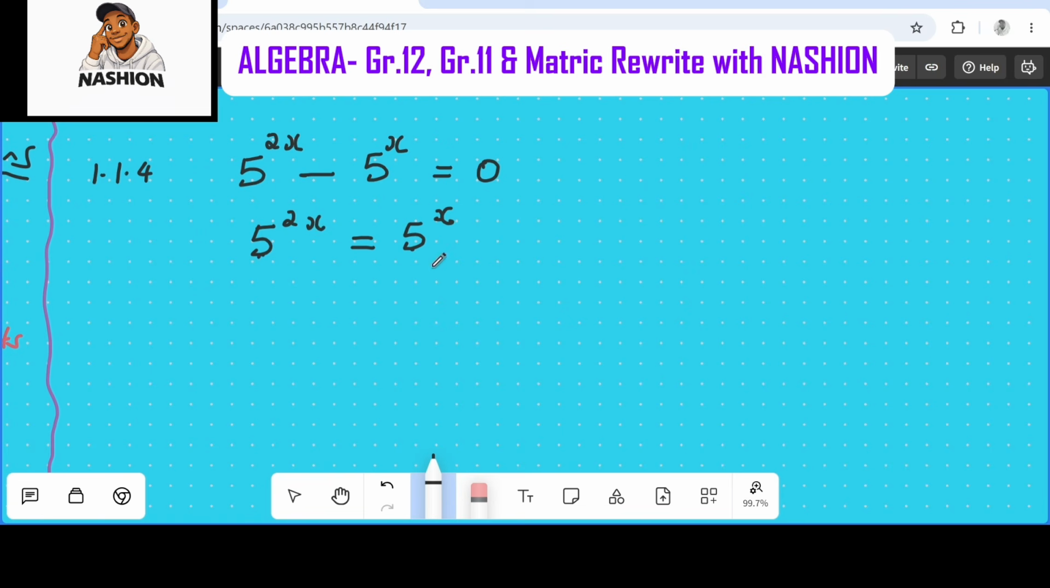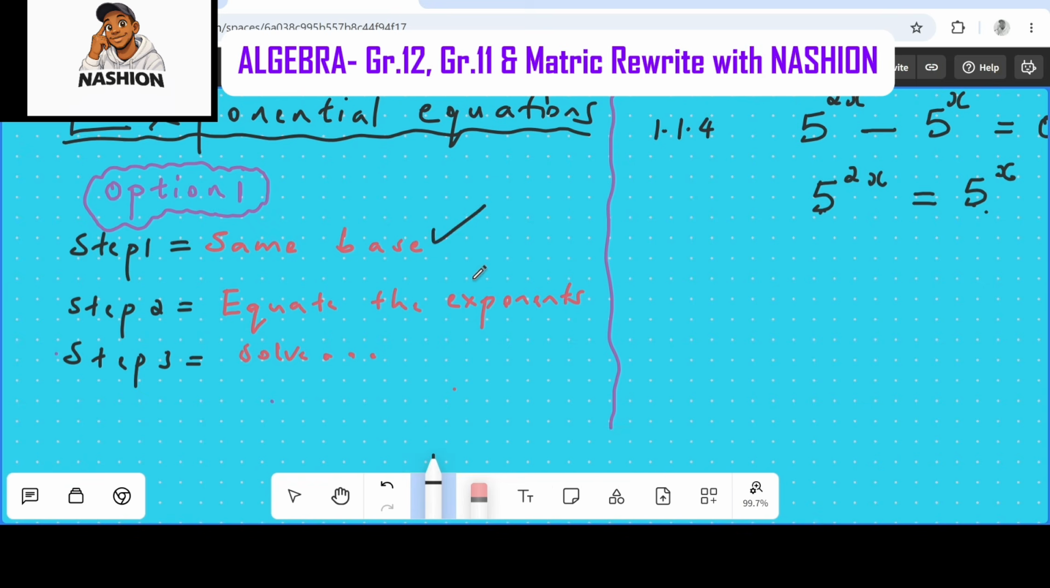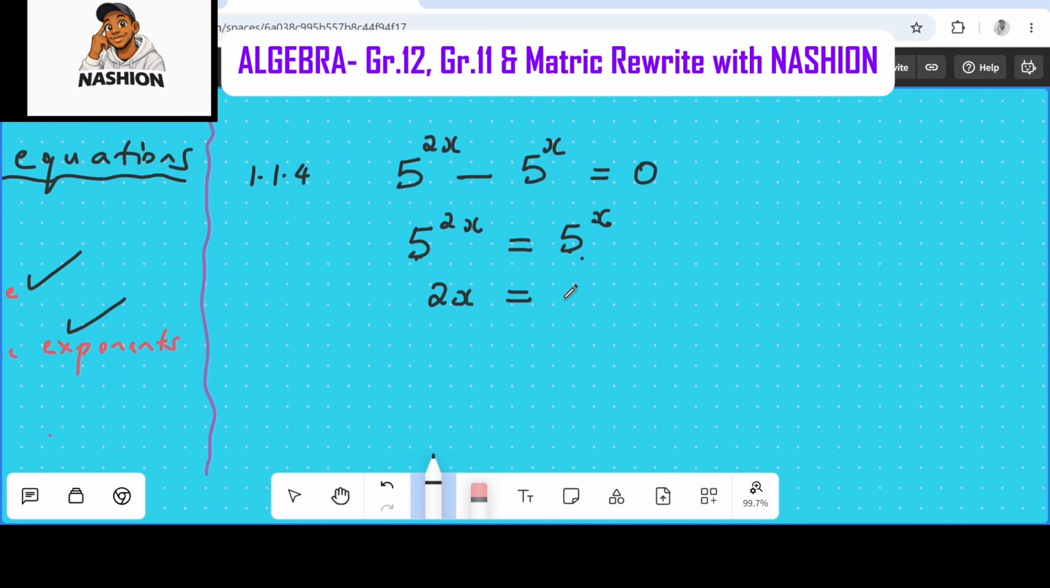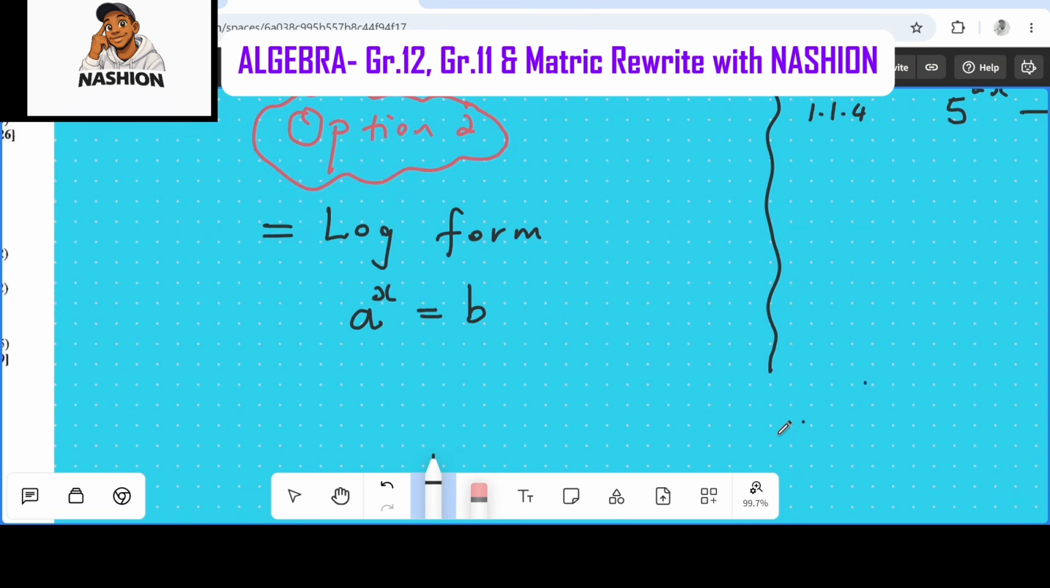Base 5, base 5. Once the bases are the same, we equate the exponents. In other words, we just cancel out the bases. So the exponents 2x and also x are equal. Now we have a simple linear equation, and 2x is the like term of x. Let's bring x to the left. So we're going to have 2x minus x is equal to 0. 2x minus x, that's just x, which is equal to 0. And checkmate.